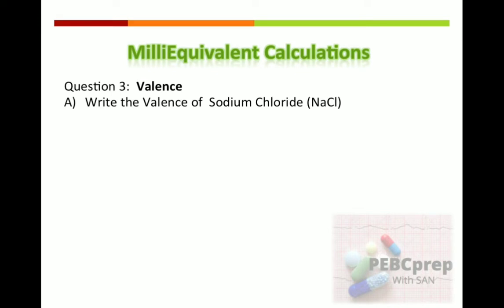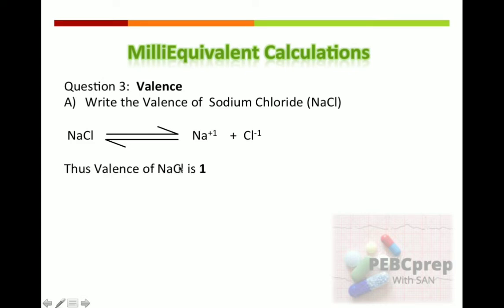So first example, write the valence of sodium chloride, NaCl. When you dissociate NaCl in a solution, it will break into sodium and chlorine. Sodium has a plus one charge and chlorine has -1. So both have 1. For valence, we take either the cation or the absolute anion. Here we both have 1, 1. So the valence of sodium chloride is 1.